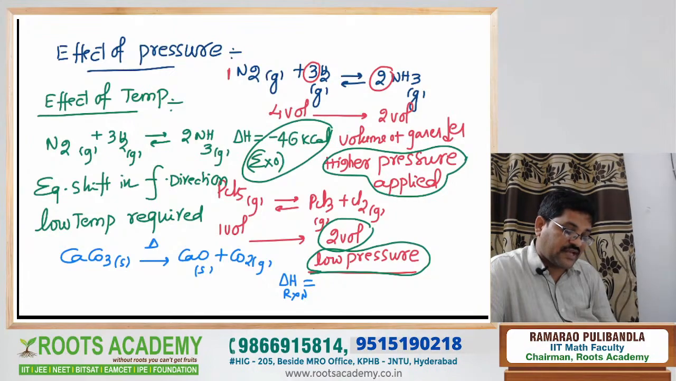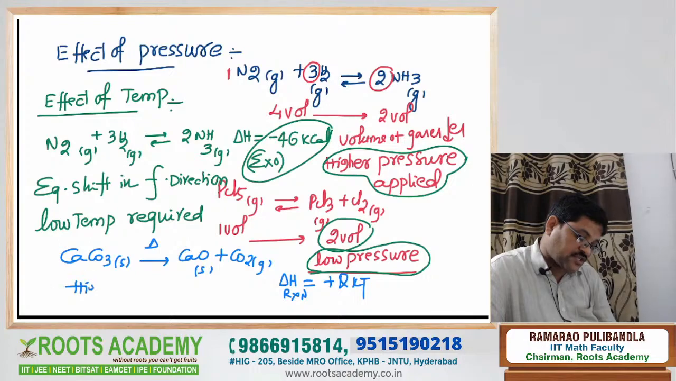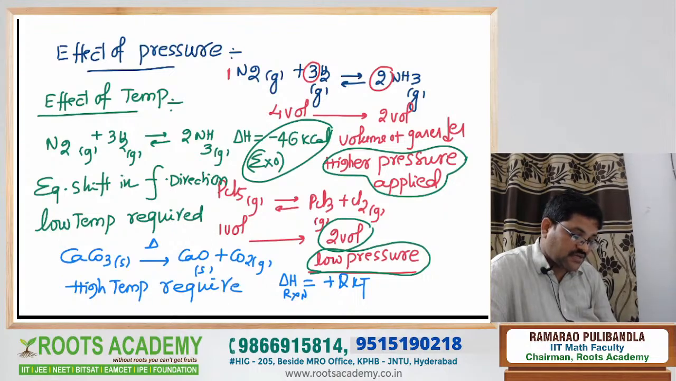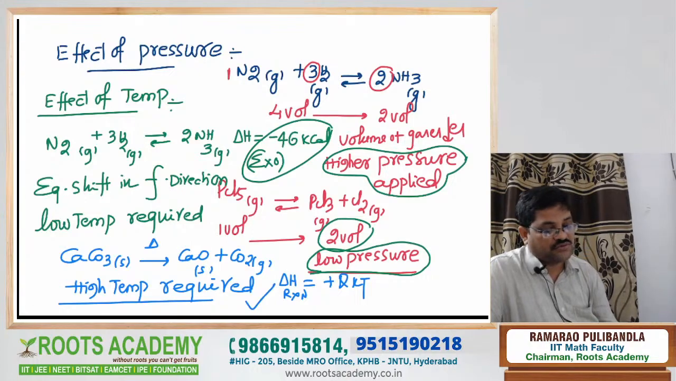The delta H of the reaction is plus Q kilojoules. This is what? Endothermic reaction. So for dissociation of limestone, an endothermic reaction, high temperature is required. Tell me what is required, students? High temperature is required for dissociation of the limestone. So this is the effect of the temperature.